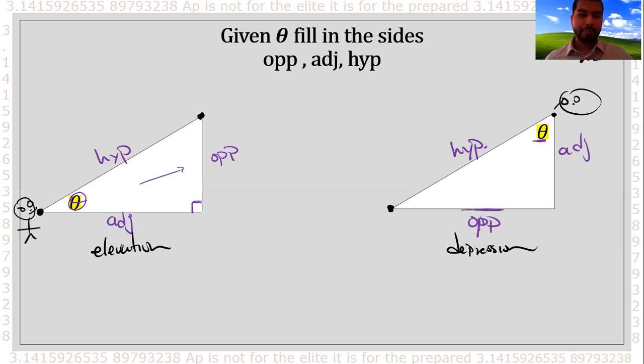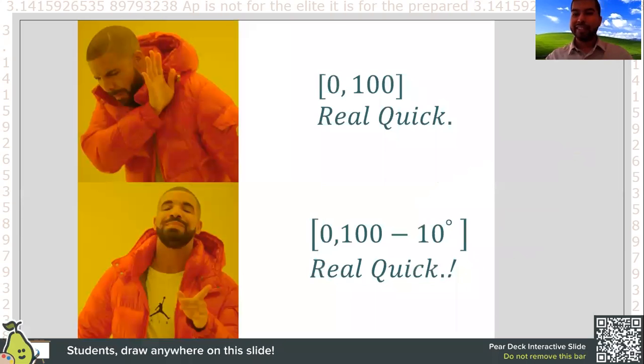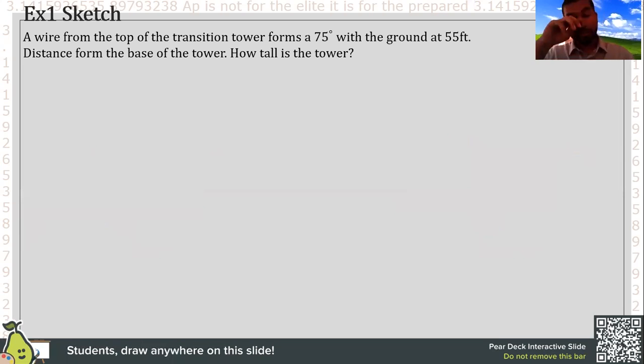Okay. All right. So something that my students catch me saying a lot is in quadrant one, I'm like 0 to 90 real quick, but in reality, it's 0 to 100 minus 10 degrees real quick, right? So hopefully that helps in remembering it.